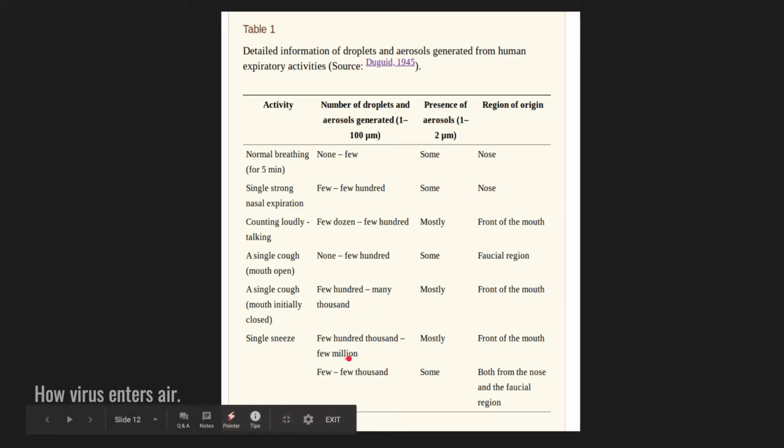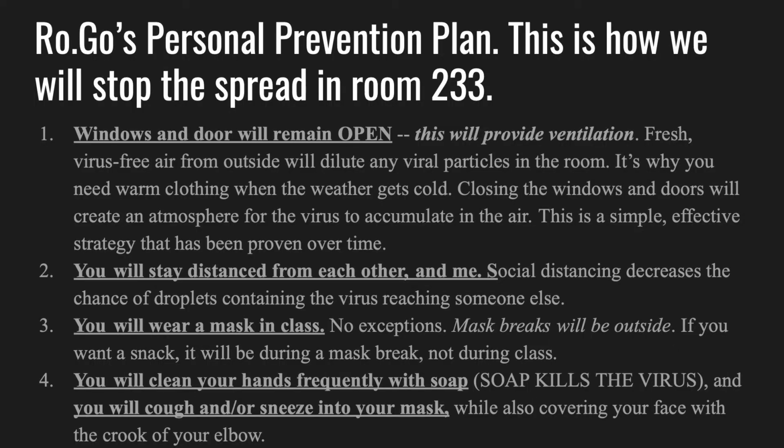Okay? And here is the crazy one, the sneeze. Let me try a sneeze. A few hundred thousand to a few million droplets in the air. So this is why, okay? This is why, this is what we will be doing. This is Ro.Go's personal prevention plan. This is how we will stop the spread in room 233.